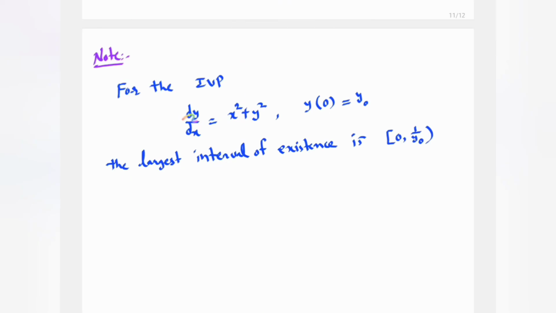We can derive a general result for the initial value problem dy by dx equal to x square plus y square subject to the condition y(0) equal to y0. The largest interval of existence for this initial value problem will be 0 to 1 by y0. By using this general result, we can solve multiple problems in lesser time. So this is an important result. You can derive it by using the comparison theorem.